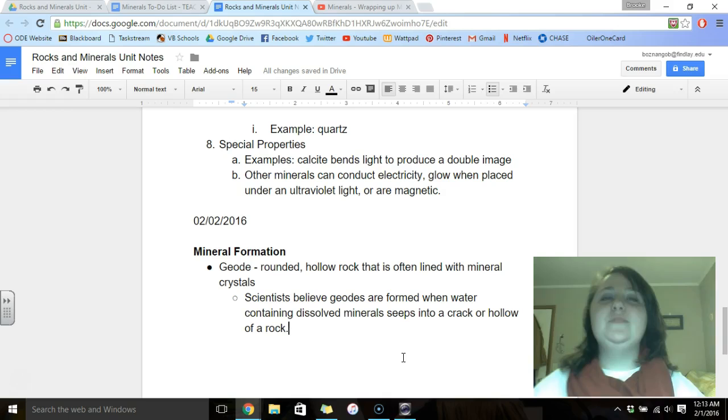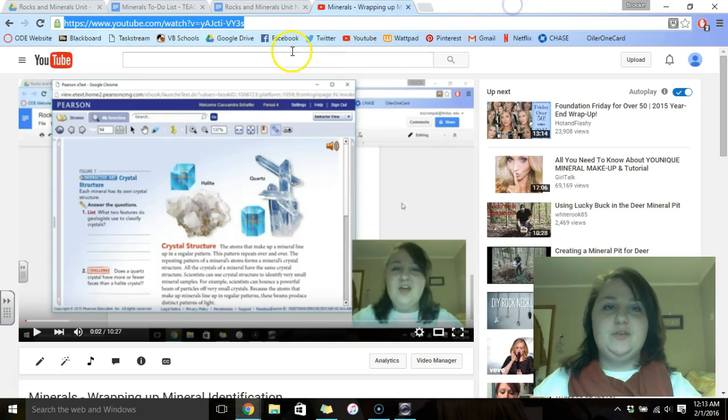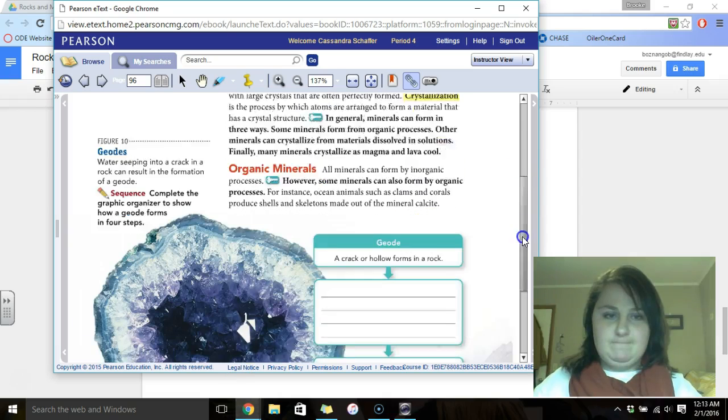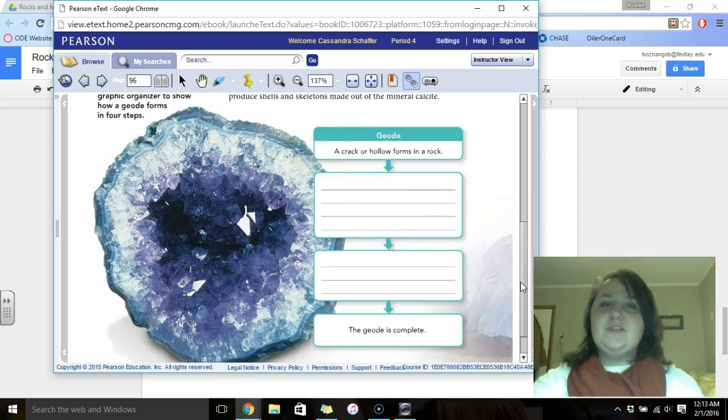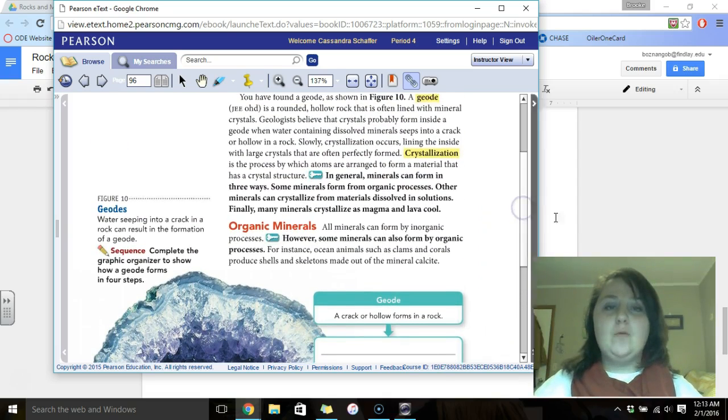So all of you have probably seen a geode before. It's those two pieces. I'll show you a picture real quick. Actually, there's a picture in your notes. There it is. There's a geode. So geodes are really, really pretty. So, let's keep reading. Oh, one more.